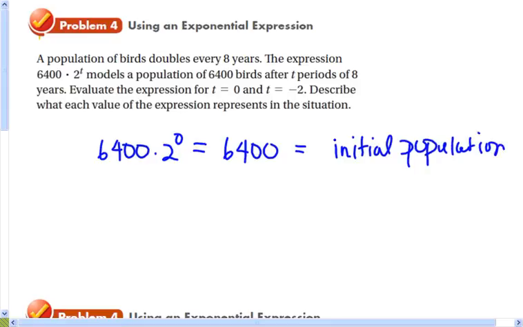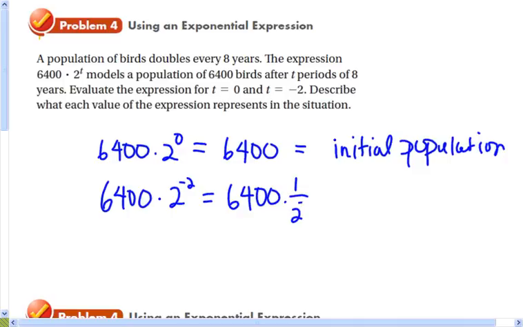All right, and then our other expression we're going to evaluate for t equals negative 2, and that looks like that. And to evaluate that, that's the same as 1 over 2 to the second, which is 1 over 4, which is really 6,400 divided by 4, which is 1,600.